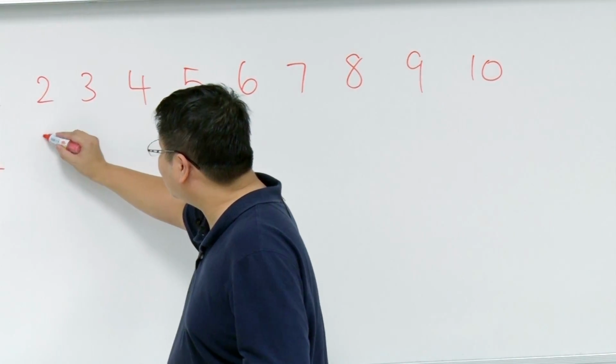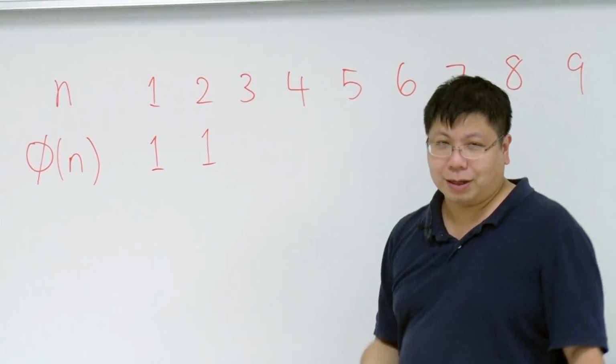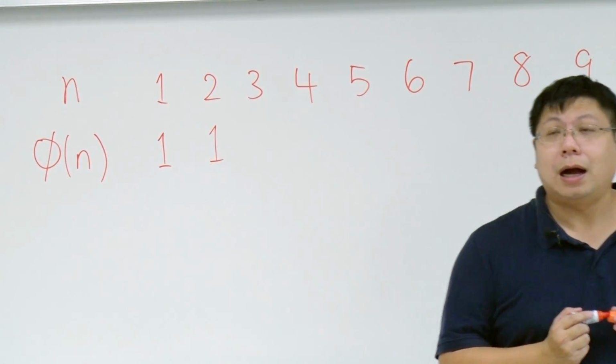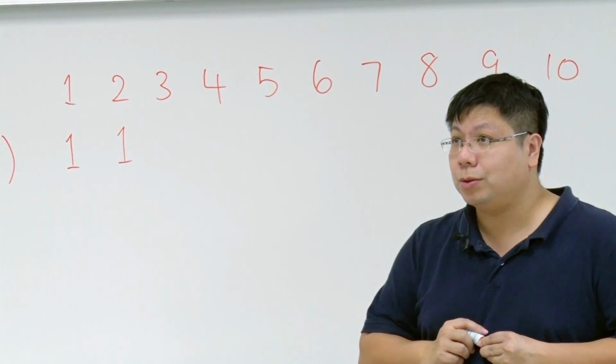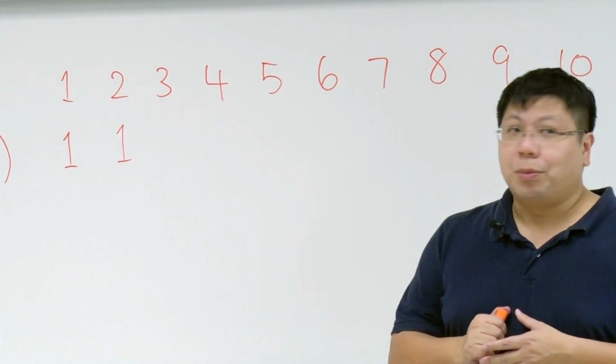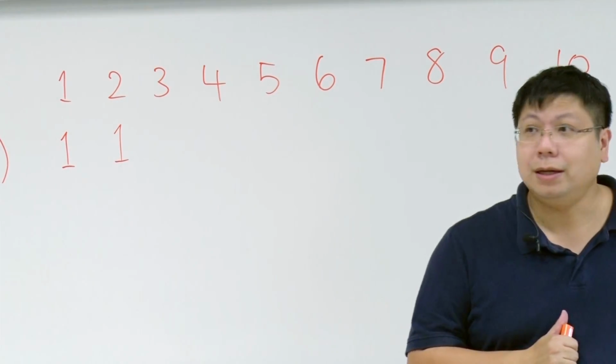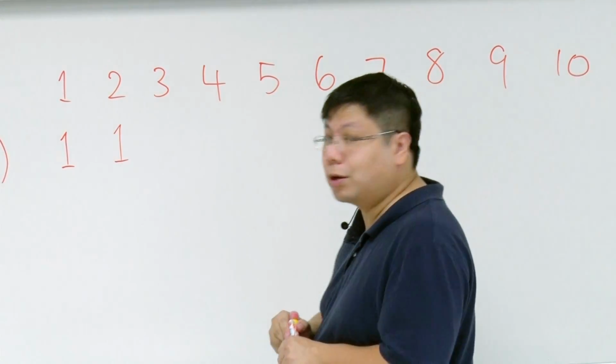So it is 1. There's one number, right? Okay. Actually, 3. Okay, let's look at 3. Look at all the numbers from 1, 2, and 3. How many of them will be coprime with 3? 2 of them, right? 1 and 2 will be coprime with 3.